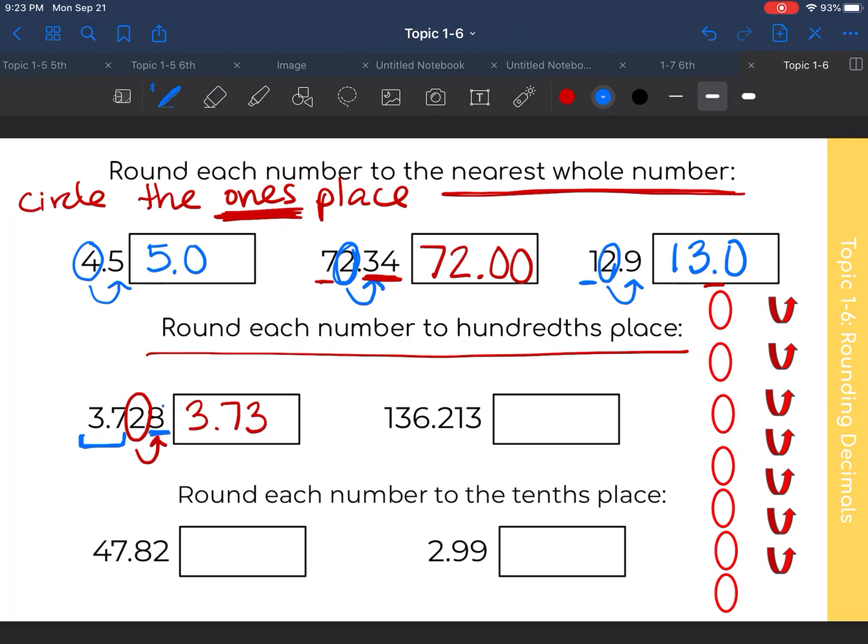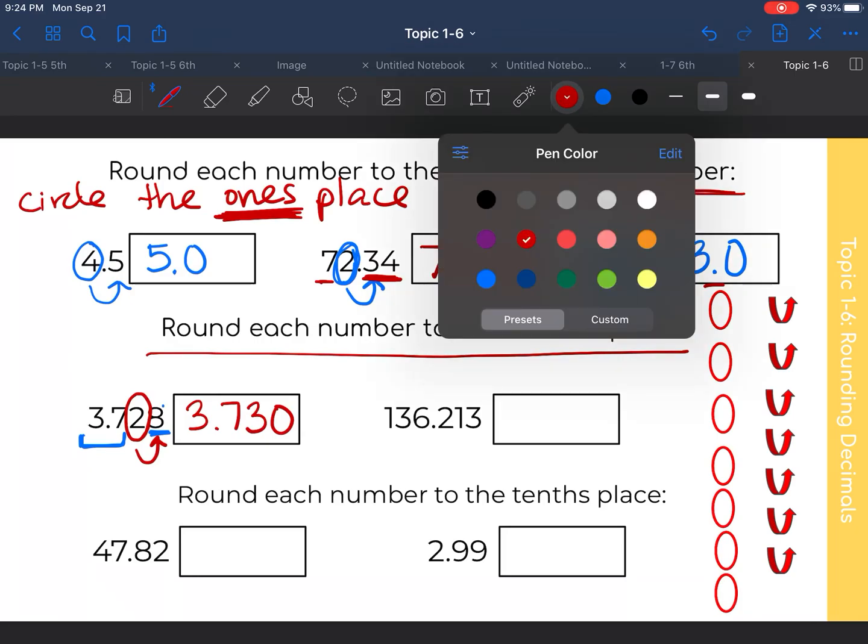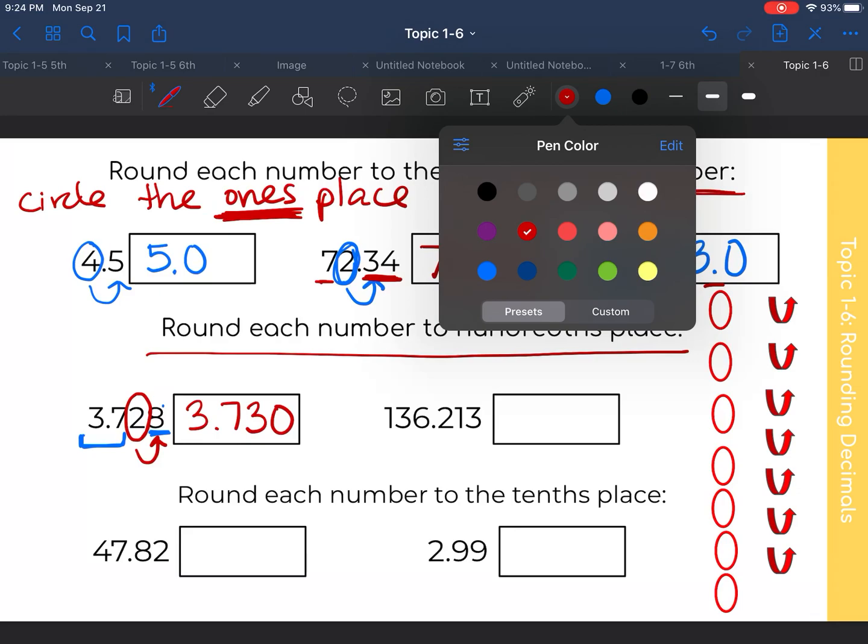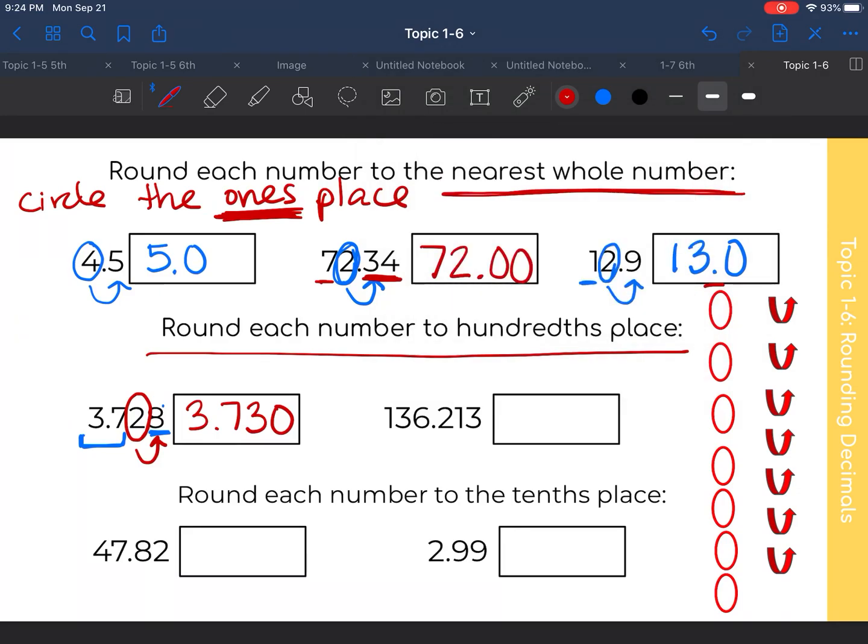All digits behind, zeros their name. All right, and the next example, hundredths again. We're going to underline the hundredths place value. All right, so we have the tenths, we have the hundredths right here. Find your place, look next door. So that 3 tells us that it's not 5 or above, so it's 4 or less. We're going to let that 1 rest.